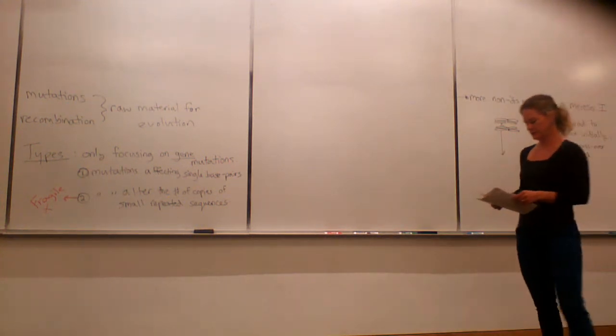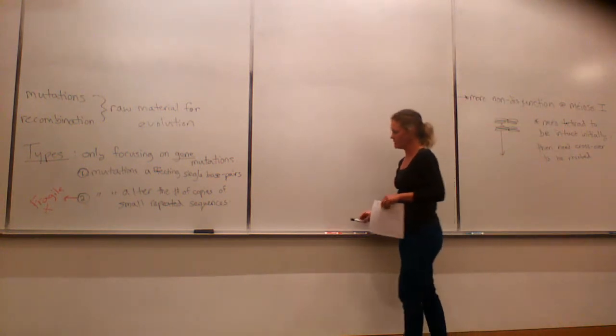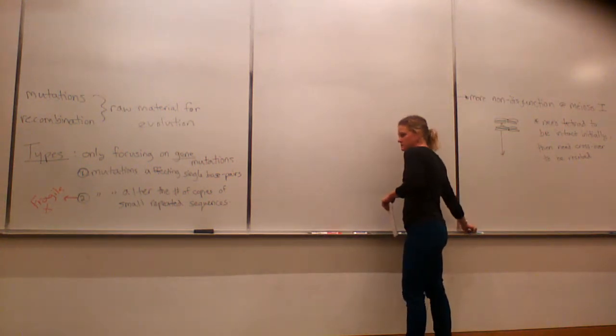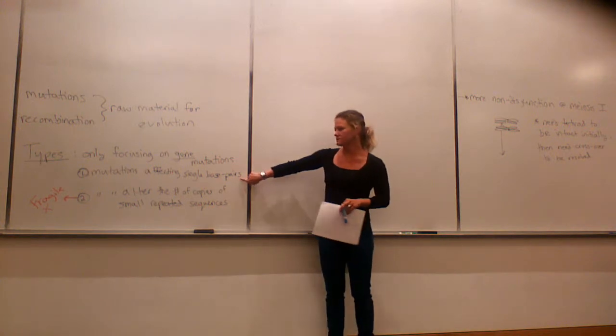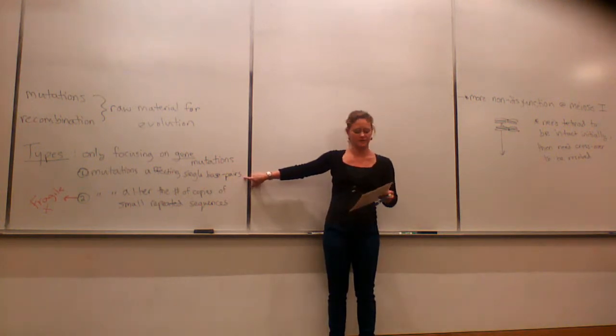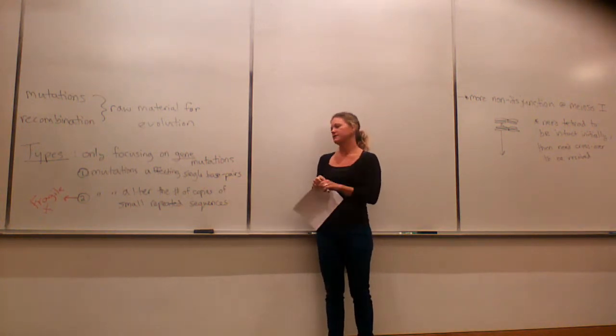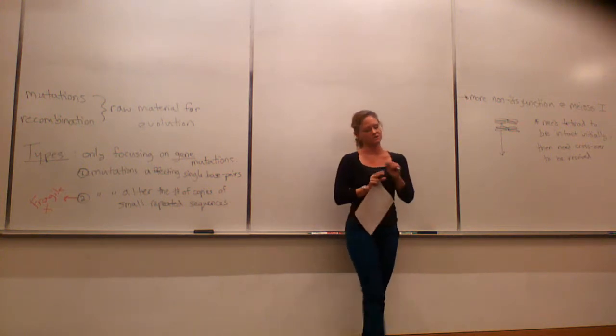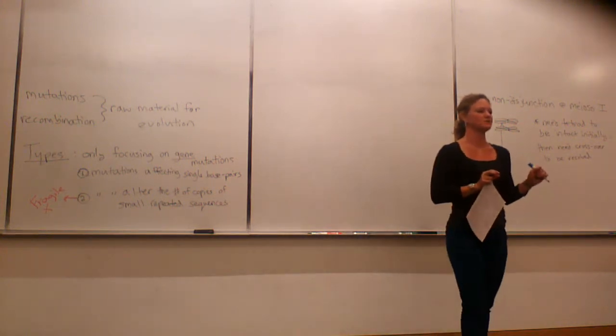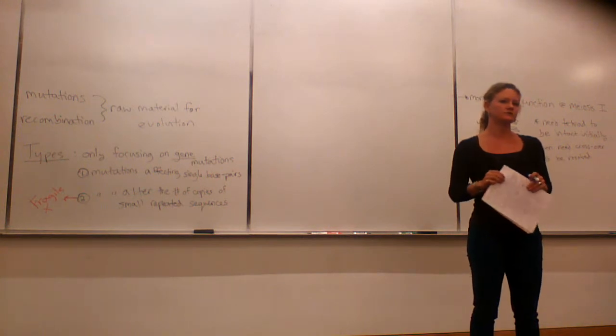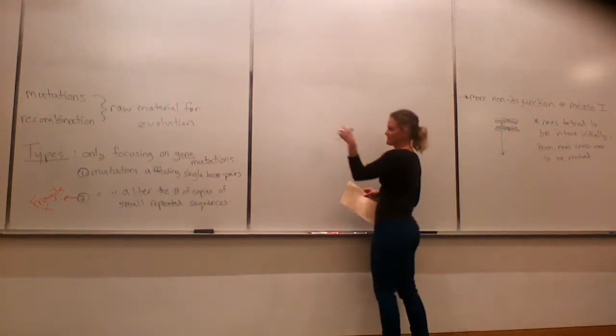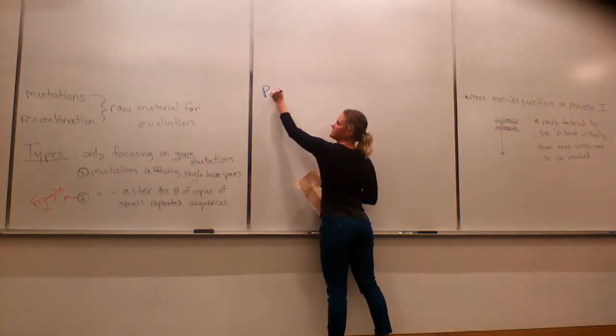Okay. So our first big area is number 1: mutations that affect single base pairs, okay? Another name for them, instead of saying mutations that affect single base pairs or one nucleotide, is point mutations. Okay? Referring to the fact that it's at one point on that DNA sequence.